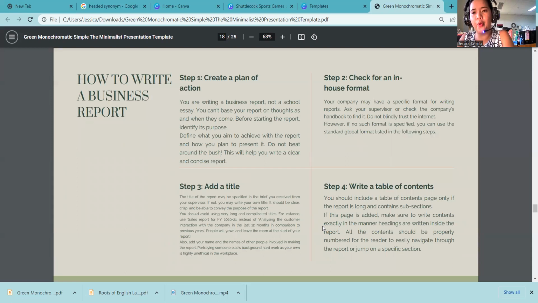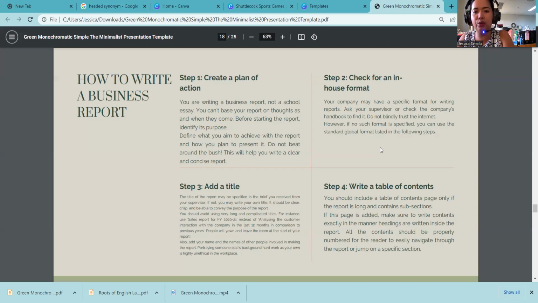Before starting the report, you need to identify the purpose and the aims you want to achieve with the report, and how you plan to present it. Do not beat around the bush, because it will help you write a clear and concise report. Next one is about checking for an in-house format. This is the format utilized by the company or business, and therefore you try to comply with it.